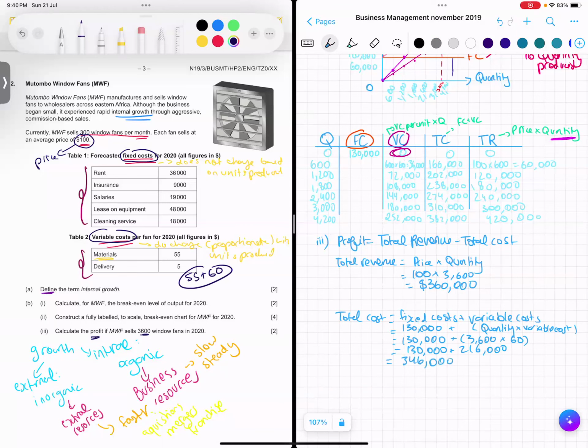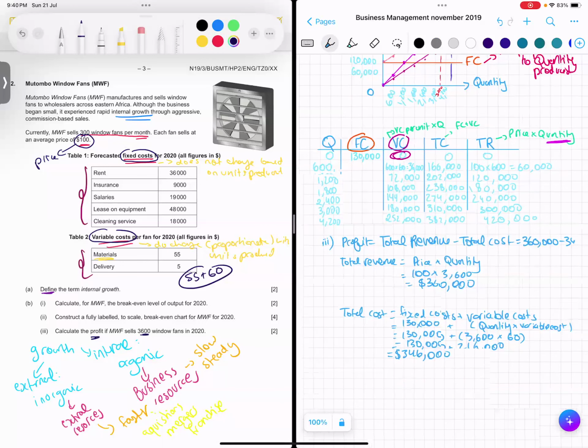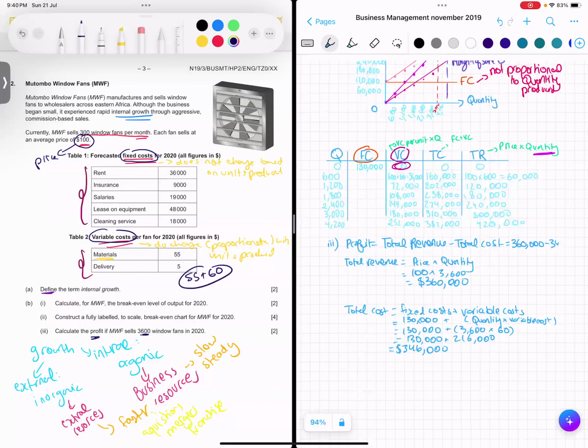$346,000. And here, total revenue minus total cost, we literally have to subtract 346,000 from 360,000. So we get $14,000. So we have a profit.